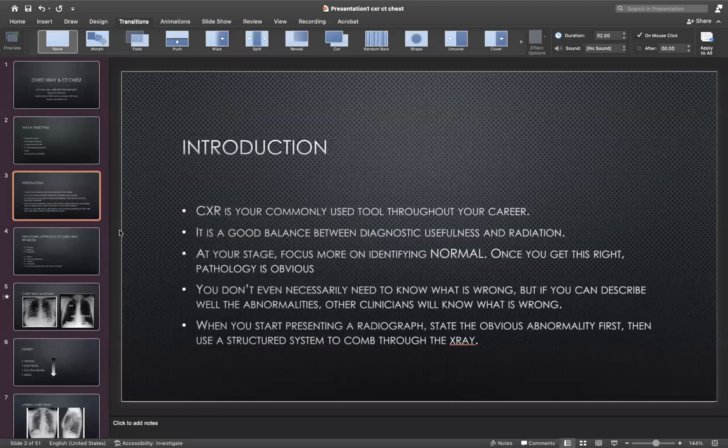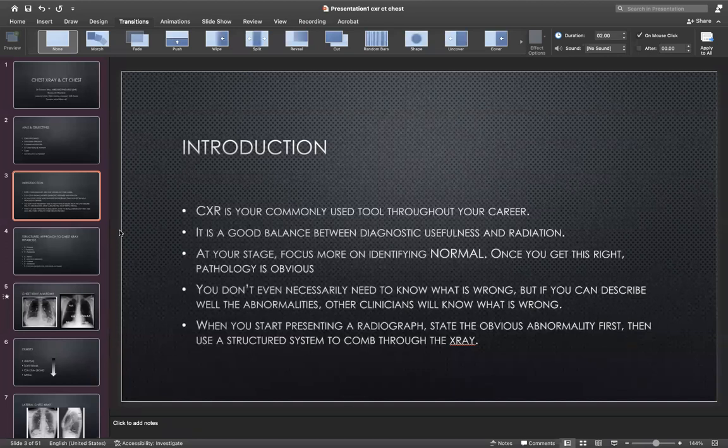So if we start off, chest X-ray is very common. It's going to be something that you'll use throughout your career. Starting off as a medical student, you'll be asked about it on your rotations, on your rounds, and even going up all the way to your consultancy, it's always going to be something that you'll use. And it's a great balance between diagnostic usefulness and radiation. It's not that much radiation dose, and you can glean a lot of information from a chest X-ray. So being able to interpret it well is always very, very useful.